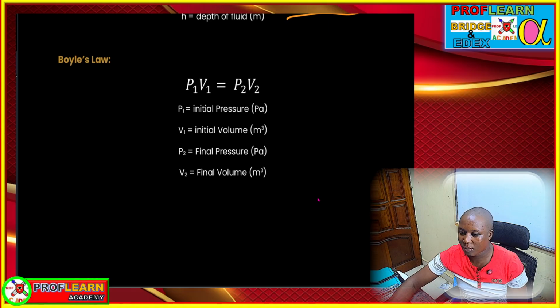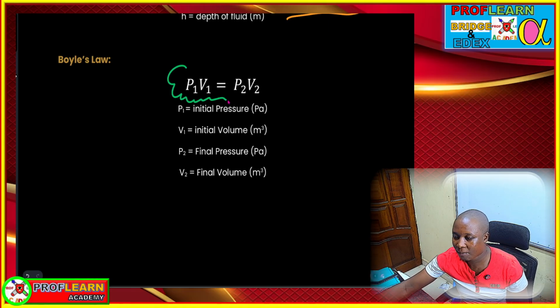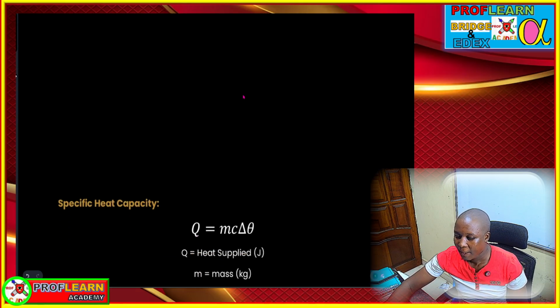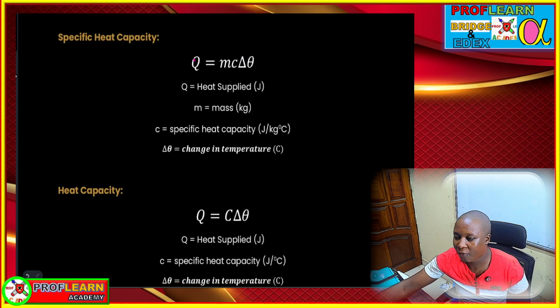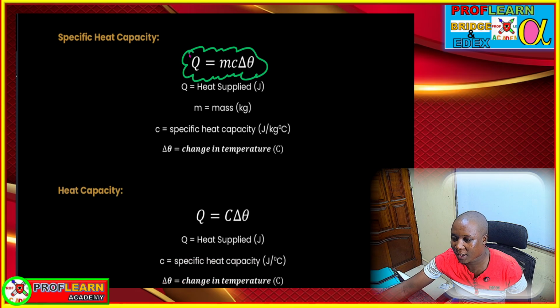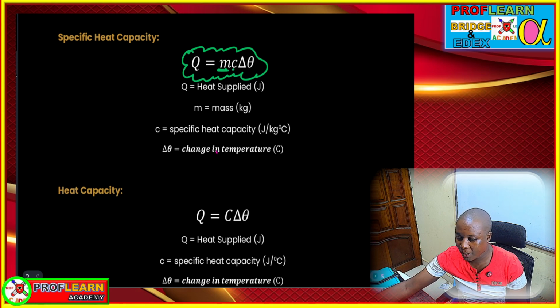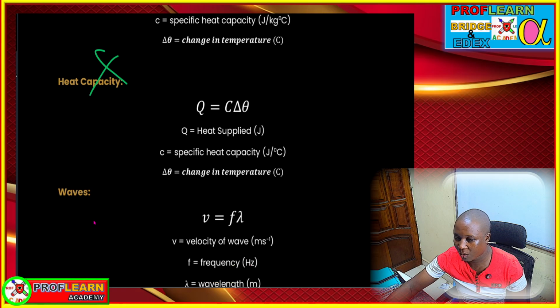You also need to remember Boyle's law: P1, pressure 1, times volume 1 is equal to pressure 2 times volume 2. Another formula that is very important is the formula for specific heat capacity. If we are working out the amount of thermal energy absorbed by a liquid or a substance, we take the mass of the substance in kilograms times the specific heat capacity times the temperature change. Remember that. But heat capacity at this point, you will not really be working on that.